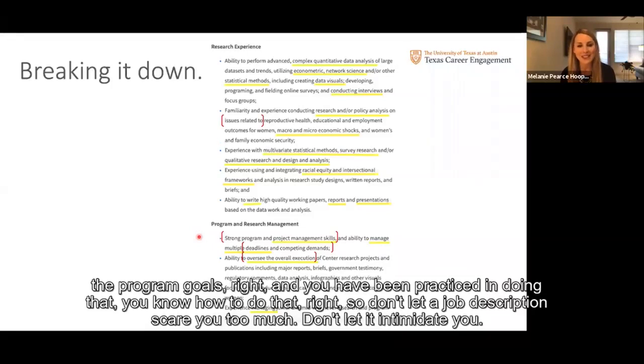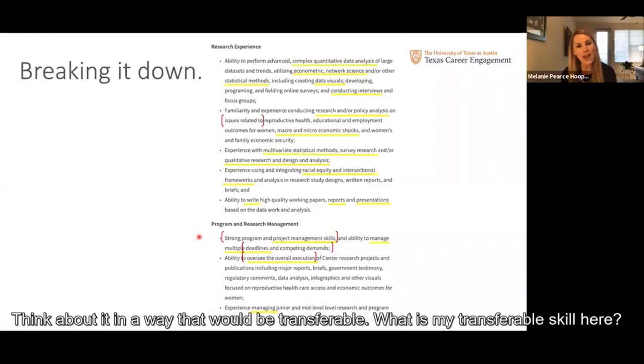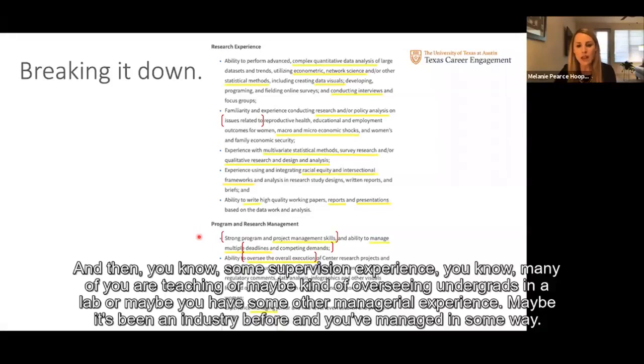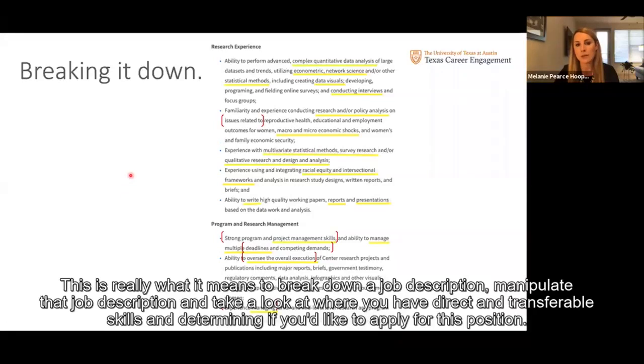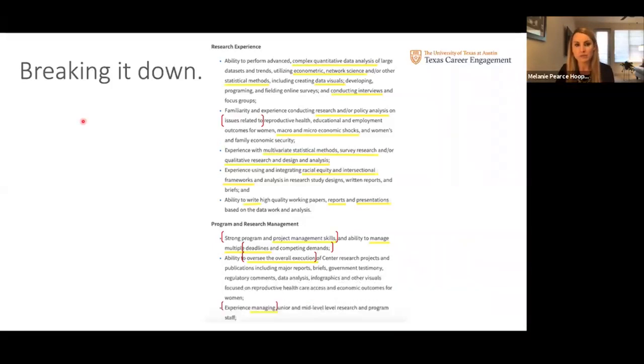Don't let it intimidate you. Think about it in a way that would be transferable. What is my transferable skill here? And then, some supervision experience. Many of you are teaching or maybe overseeing undergrads in a lab, or maybe you have some other managerial experience. Maybe you've been in industry before and you've managed in some way. This is really what it means to break down a job description, manipulate that job description, and take a look at where you have direct and transferable skills in determining if you'd like to apply for this position.